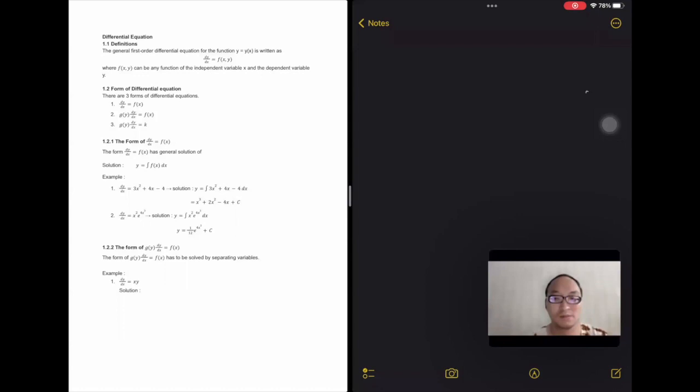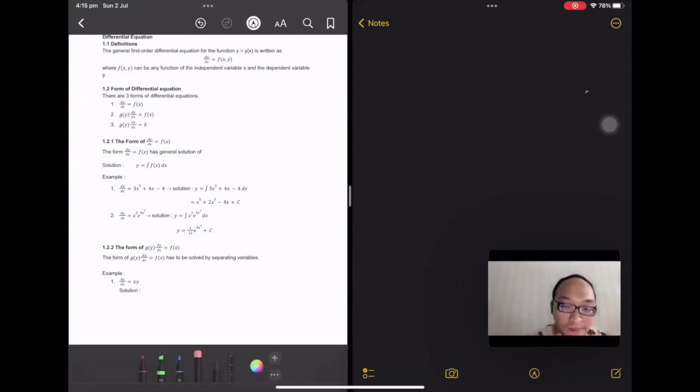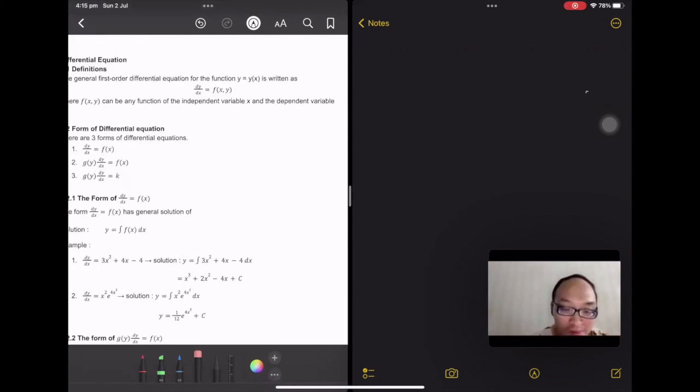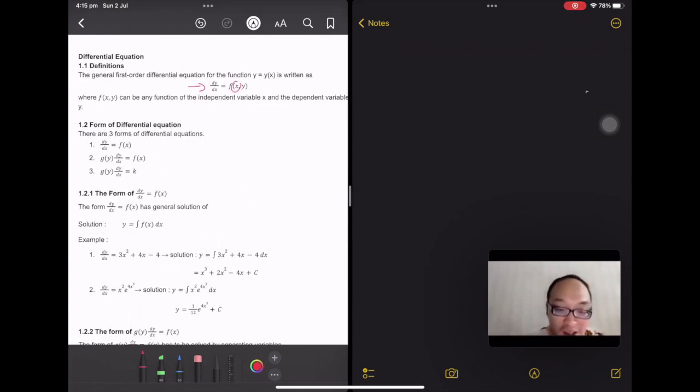Throughout the video, we will see the notations, the form of differential equations, and how we solve differential equation problems. So stay tuned and check it out. The notation of a differential equation can be written in the form dy/dx equals a function of variables x and y. It can be a single variable, x only, or it can involve both x and y variables.